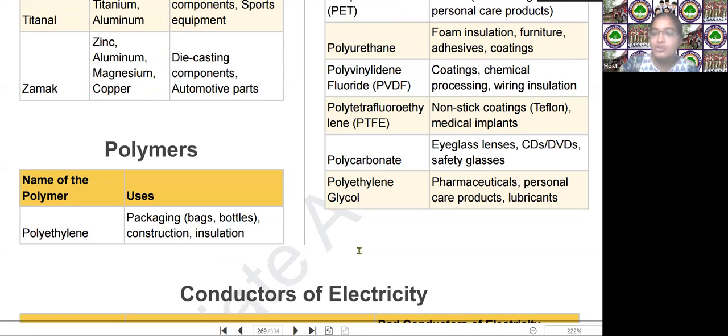Do you understand? So polyethylene glycol is used in the medical industry and in personal care products, for example creams. Okay, our face creams, and it is used in lubricant manufacturing. So these are the important polymers and their uses.